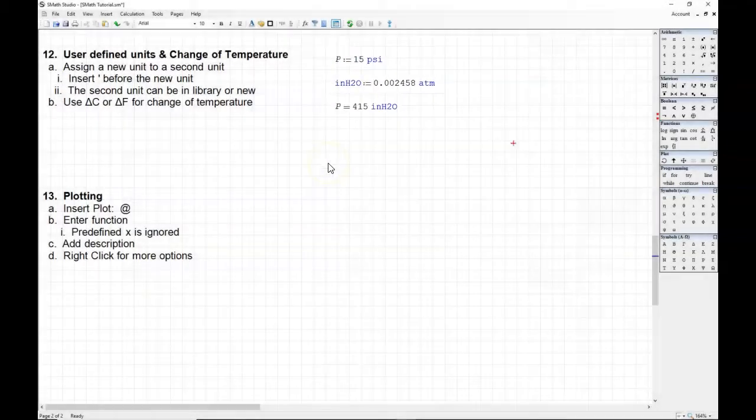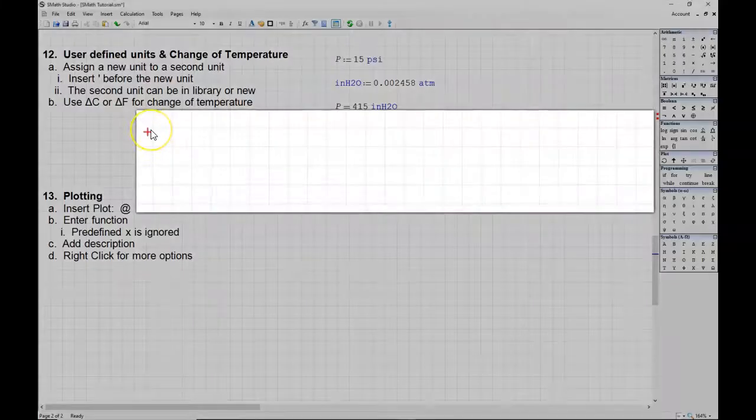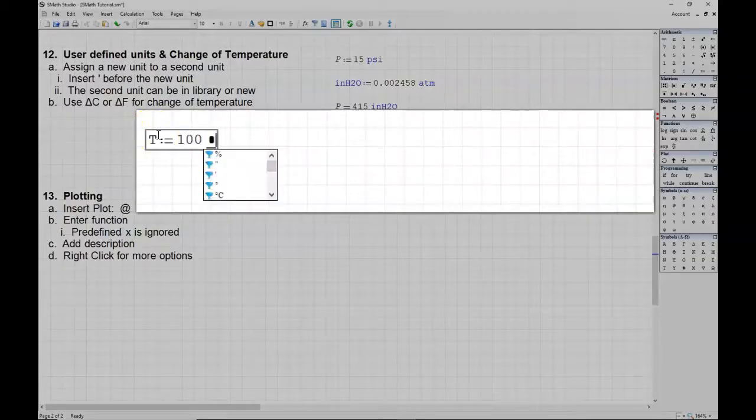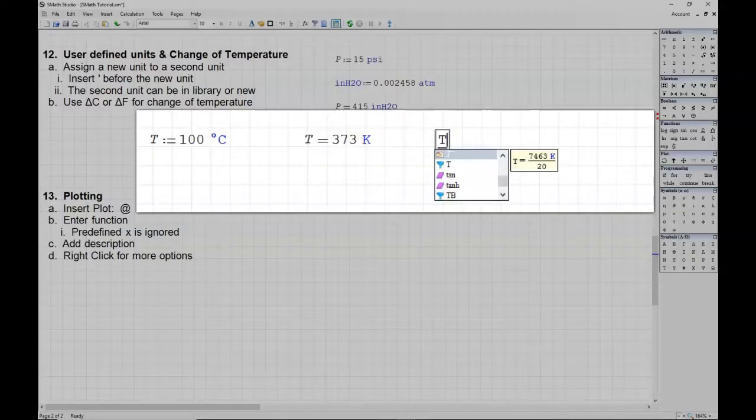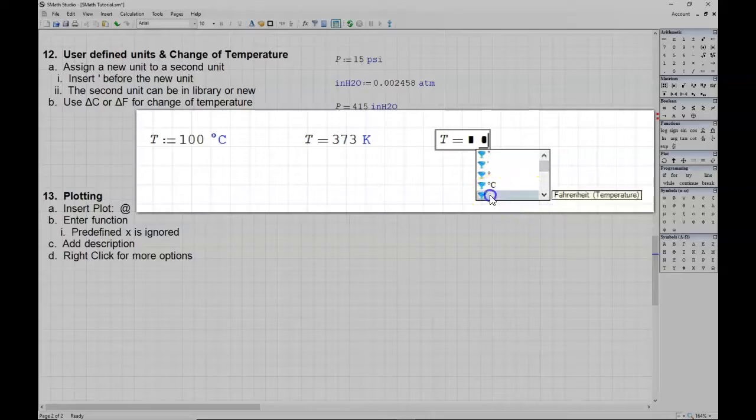We can also get into a problem with SMath when it comes to changes of temperature. Let's say we had a temperature, T, and let's make that 100. I'll press a single quote, and we can press degrees C, and double click it. And I can call out T again, press T then equal. We can see what it is in Kelvin, T equal, and we can change this by pressing a single quote to degrees Fahrenheit. Here it is. And that all works just fine.